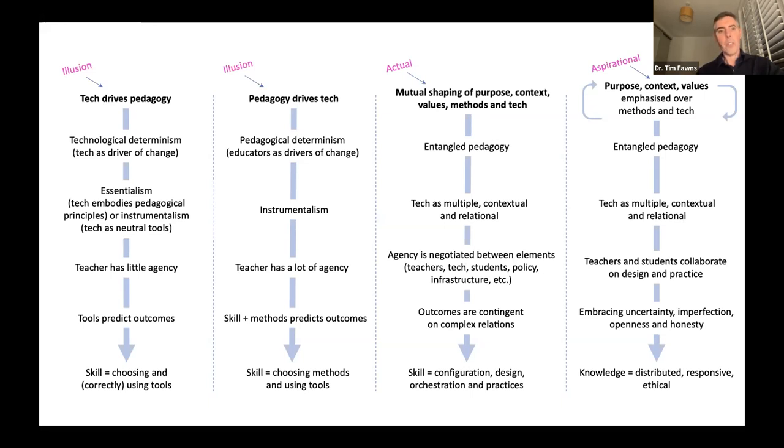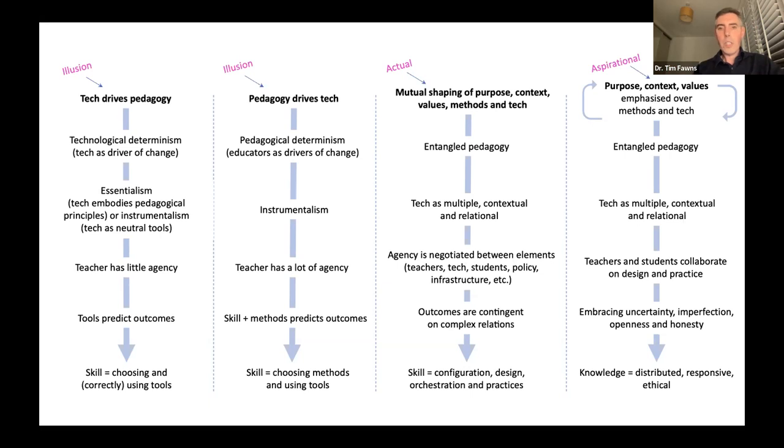The teachers or the educators have a lot of agency here, and their skills and the methods that they use predict the outcomes, and the skill involves choosing the methods and using tools to achieve those methods. I've called both of those two columns illusions, because I think that while you might subscribe to those views, that isn't how things actually work. So what I'm saying is how things actually work is this mutual shaping of purposes, context, values, methods, and technology. And that's what I'm calling entangled pedagogy.